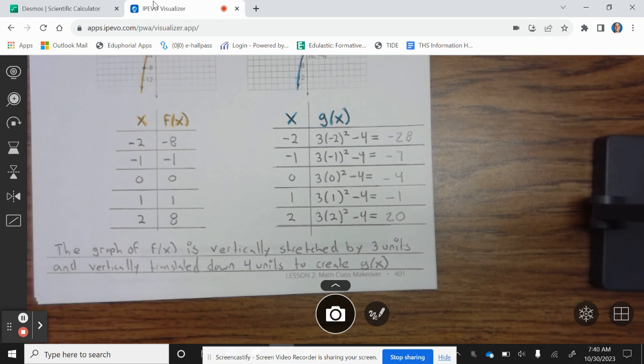The graph of f of x is vertically stretched by 3 units and vertically translated down 4 units to create g of x. All right, let's take a look at the next page.